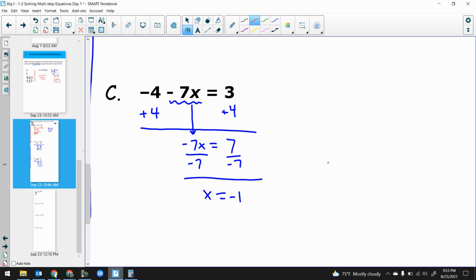Don't trust me? Plug it back in. Negative 4 minus 7 times negative 1 is equal to 3. Let's check it. Negative 4. Now, negative 7 times negative 1 is a positive 7. Is that equal to 3? Yep, that checks out. Okay.